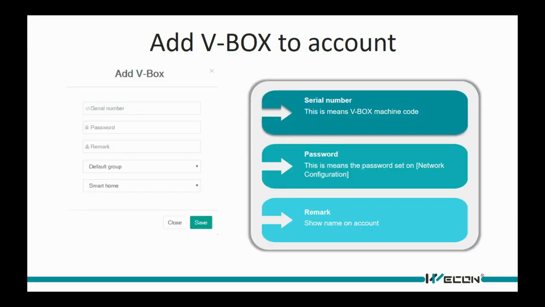This is the interface for adding a device. Paste the chain code into the serial number. Fill in the password we set in the network configuration, and set the name of the device in the account.